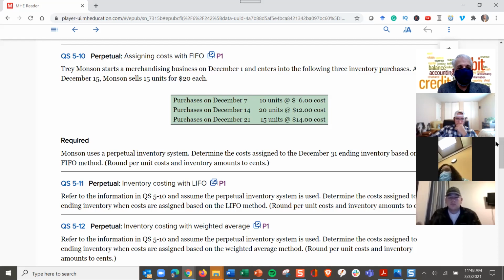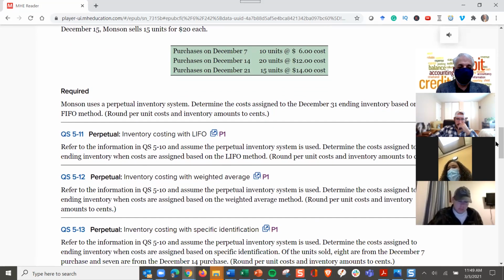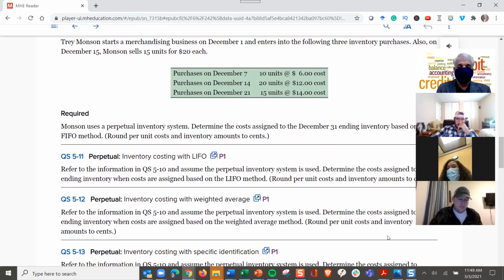So what's going to happen is group 1, breakout room 1, is going to do 5-10. Breakout room 2 is going to do 5-11. Breakout room 3 is 5-12. Any questions before I put you into rooms?